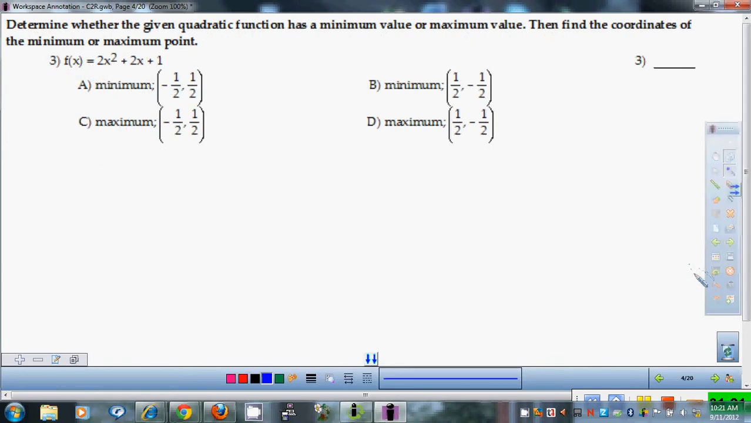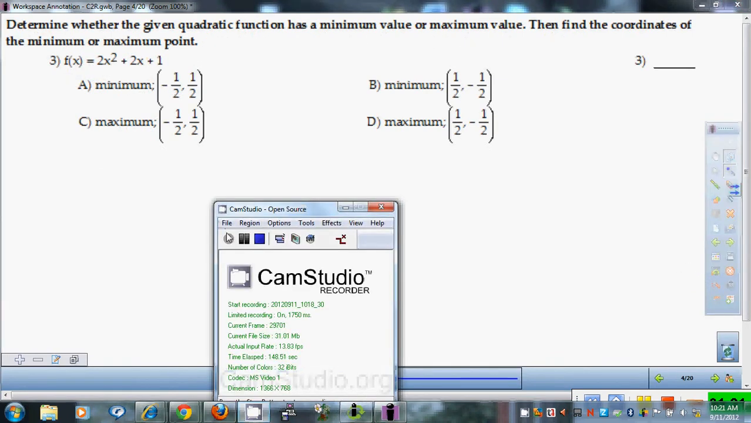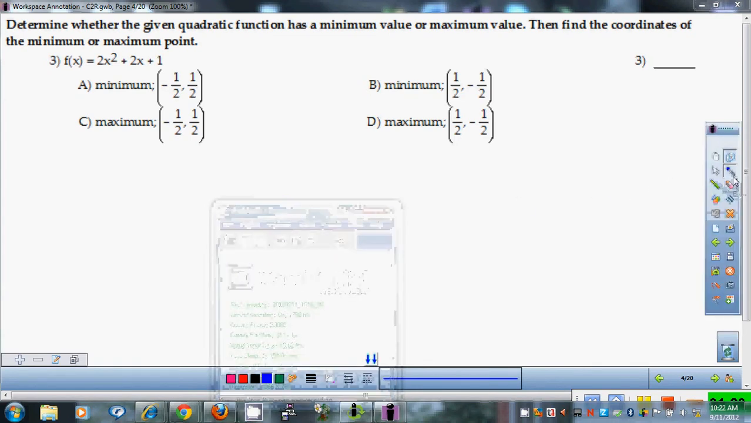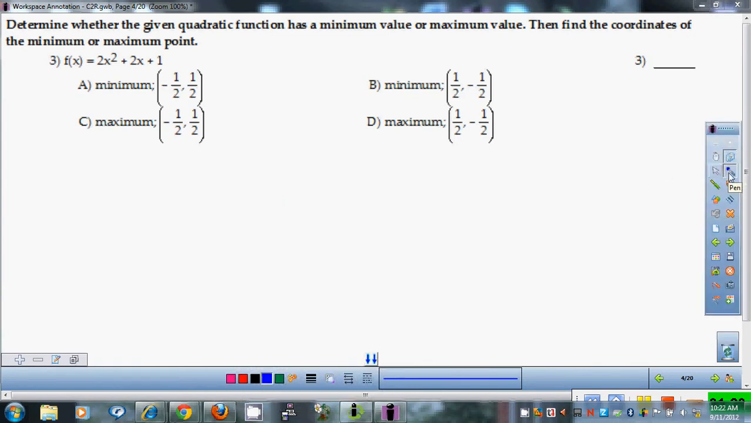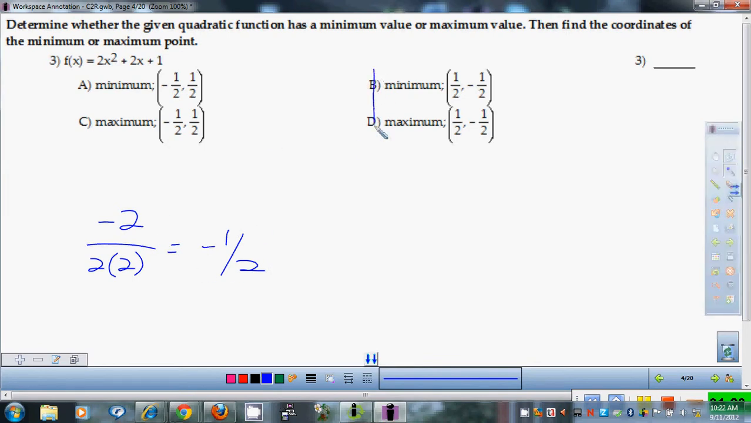Number 3. How did you get that answer? Negative b. That's, well, one of them does. That's right. It had to be A or C because it's negative 1/2 for the x value. Close, actually. Very close. Jenny, you want to help her finish it up? No. Oh. 2a?